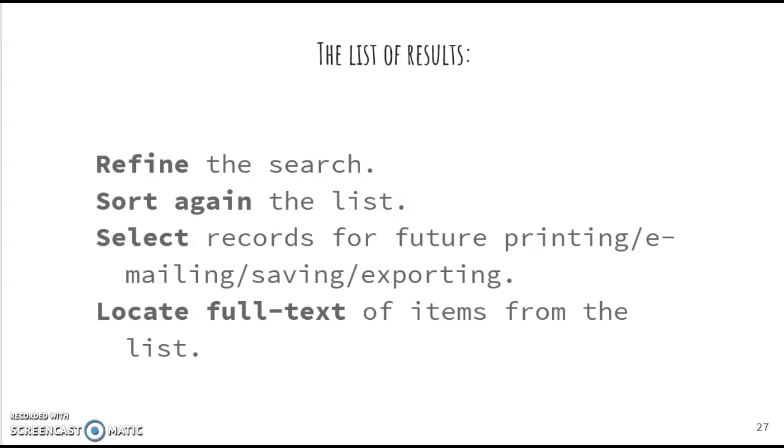So once you get your list of results, you want to refine your search, sort the list, select records for future printing, emailing, saving, or exporting, and then locate full text of items from the list.